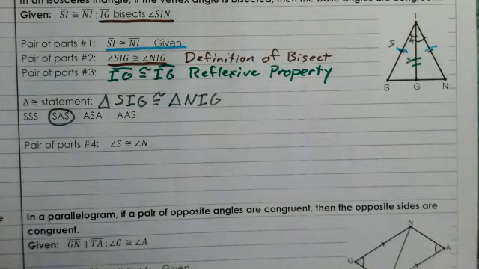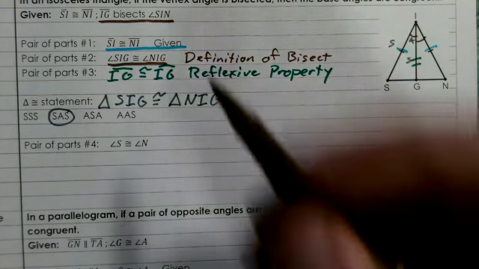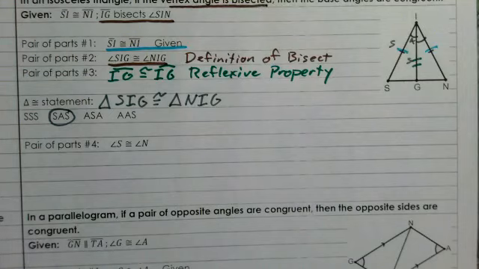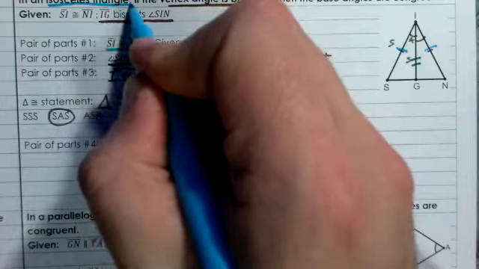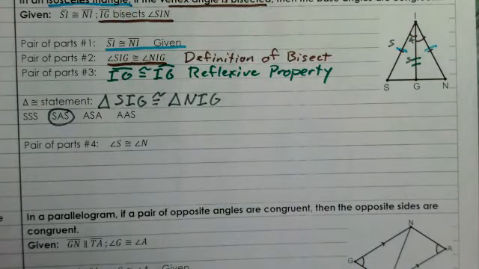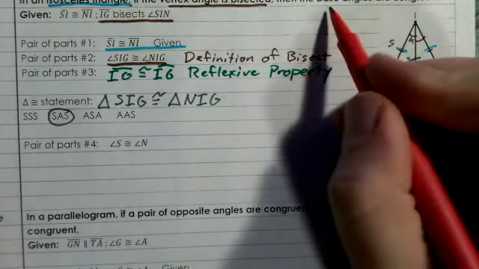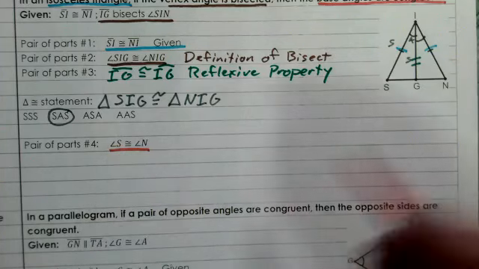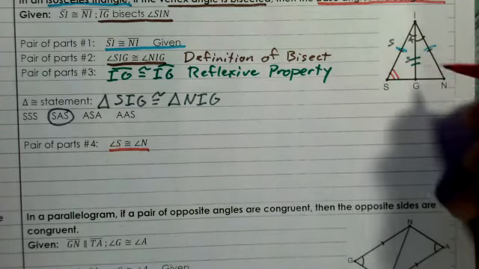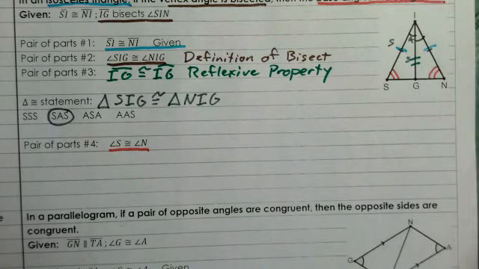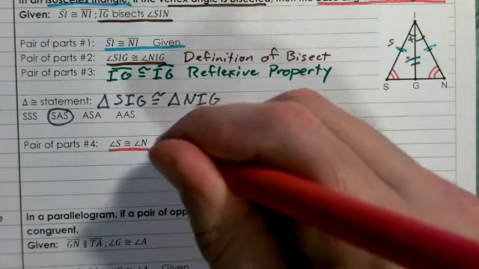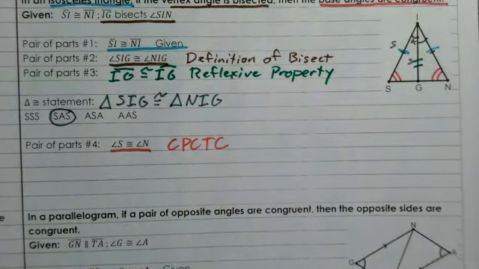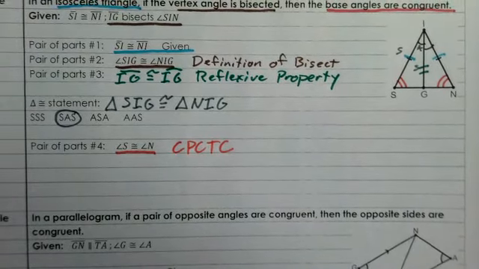Okay. So we did the vertex angle being bisected. We had an isosceles triangle. And we've just shown that those two triangles are congruent. And because of that, the base angles are congruent. S and N are our base angles, which are the ones right down here. So those two have to be congruent thanks to CPCTC. So we just proved that statement as true up top.